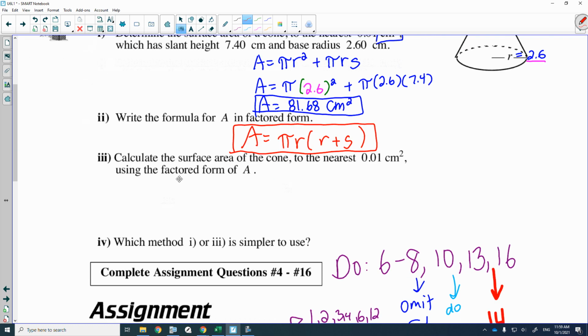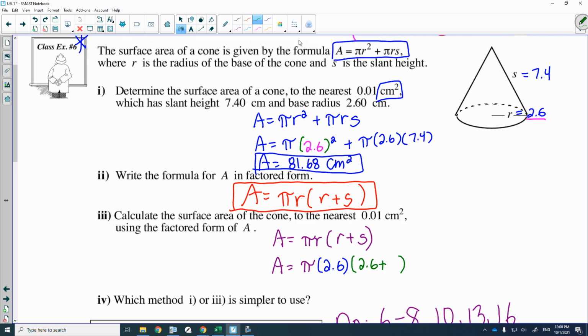Now, watch what happens in 3. It says calculate the surface area, they want it to the hundredth, using the factored form. So now write this formula down. Okay, area equals pi, r was the radius, which was 2.6, r plus s, I could just do in a bracket 2.6 plus 7.4.